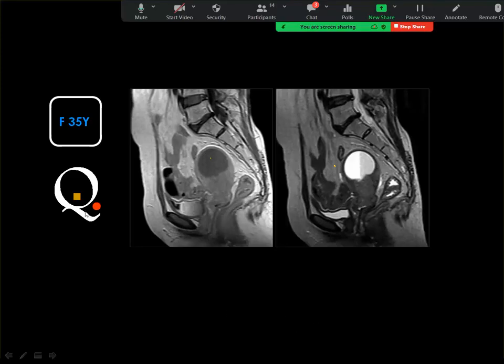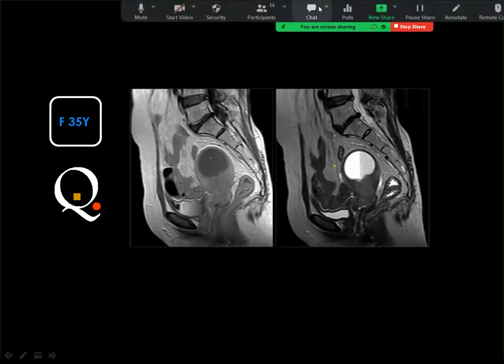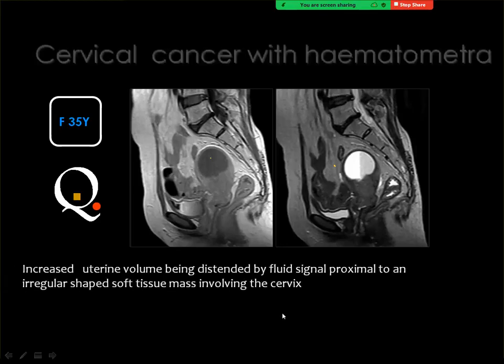Next case is a female patient, 35 years old. Yes, very good answer. This is uterine cervix carcinoma with retained secretions in the uterus, which are usually representing blood, because this is an adult female, and then the cervix is obstructed by the tumor, so the menstrual blood may be retained in the uterine cavity.